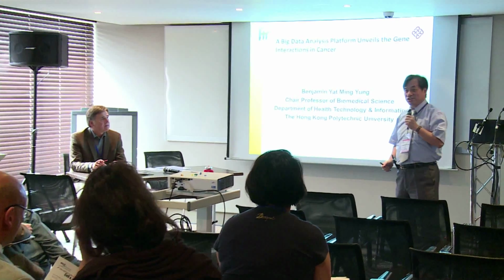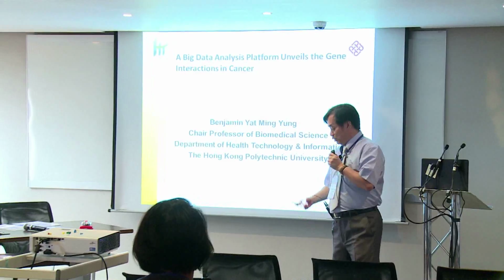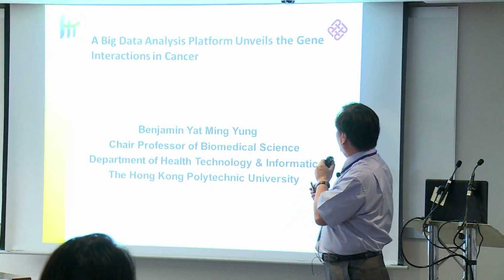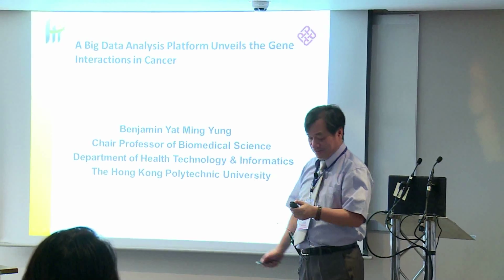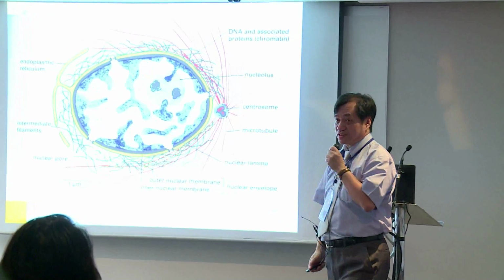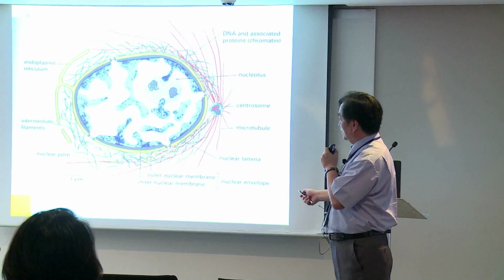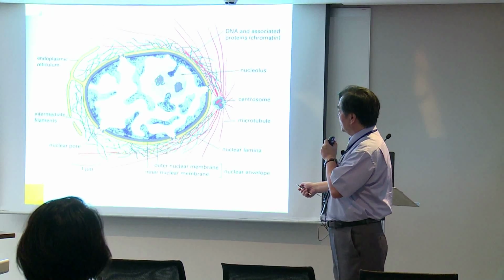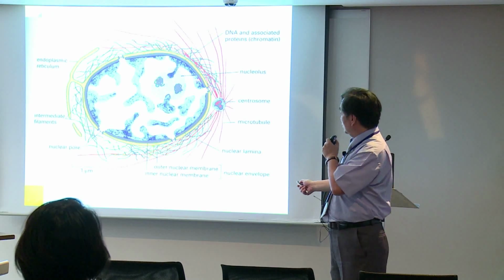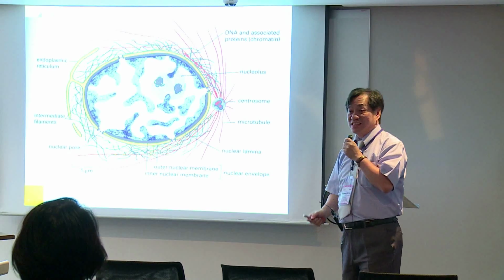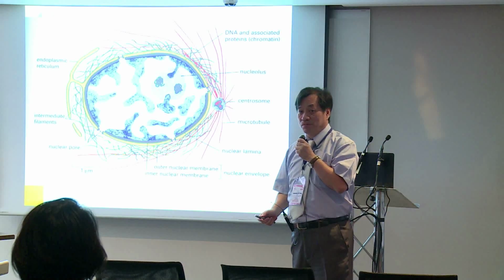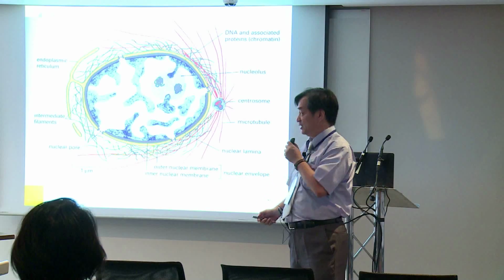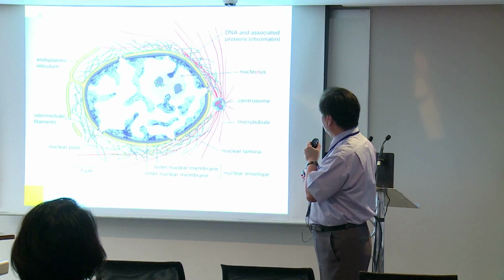I'm glad to share with you our recent establishment of a big data analysis platform that unveils the gene interaction in cancer. This is a slide showing the cell and the nuclei, where the majority of the DNA is localized. There's another important compartment called the nucleolus, which is the site of ribosomal biogenesis, ribosomal RNA processing and assembly.